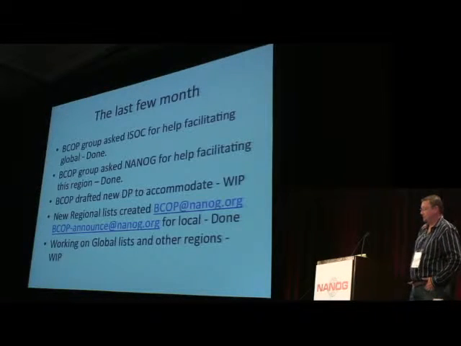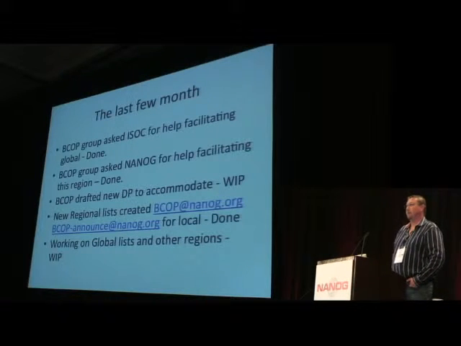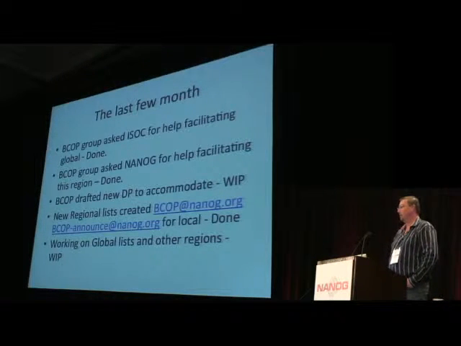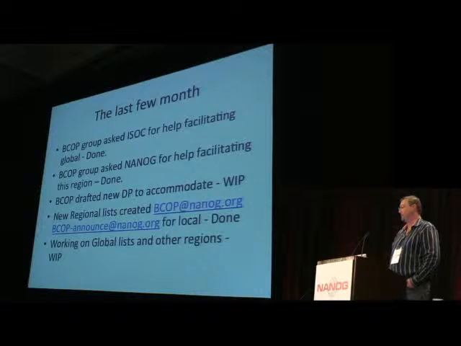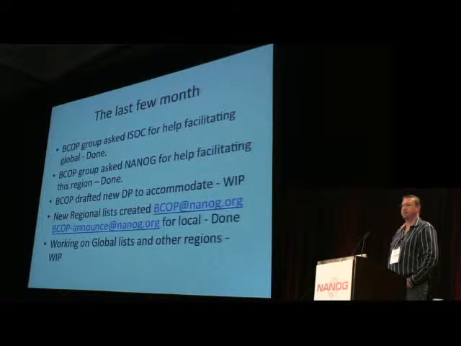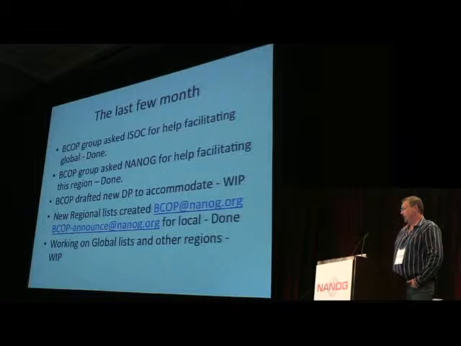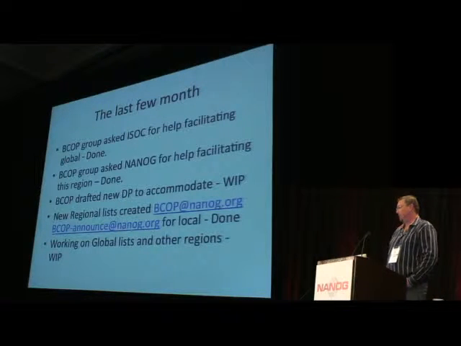So what's happened in the last few months? Well, the people who have been volunteering to run the BCOP group asked ISOC, the Internet Society, for help facilitating the global BCOP repository and all of the supporting staff, and they agreed to help. The BCOP group asked the local NANOG board and program committee to help facilitate this region, and NANOG was more than willing to help facilitate this in this region, as you can see by this track, and it has been historically. And the BCOP group drafted a new development process to accommodate that.